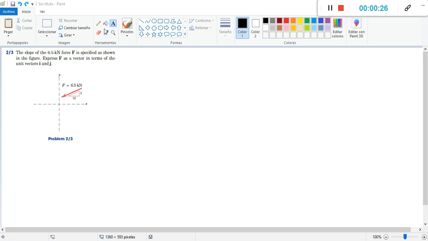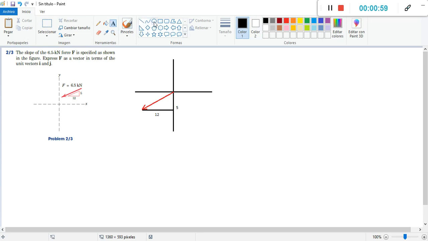Okay, first we have to move this vector to the origin, and we have it here, and the same data that we have here we have in this place. See that it's 12 and 5. From this we need to find the angle of this side.